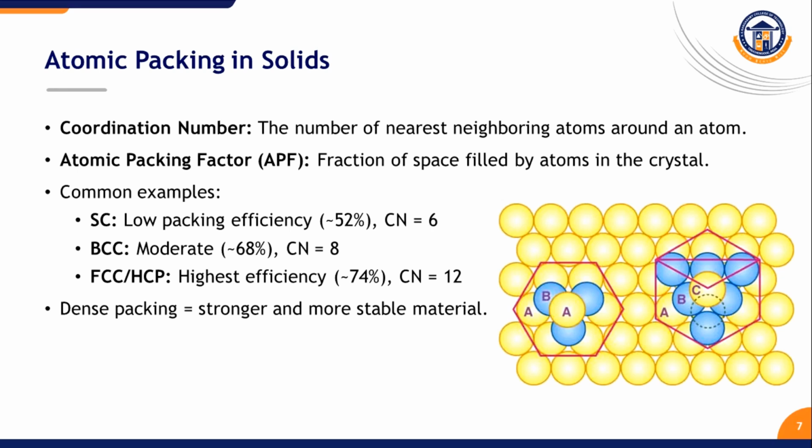body centered cubic structure has a packing factor of 68% with a coordination number of 8. And next, the face centered cubic and hexagonal close packed structures are the most efficient, with a packing factor of 74% and coordination number of 12. So the denser packing usually means stronger and more stable materials.